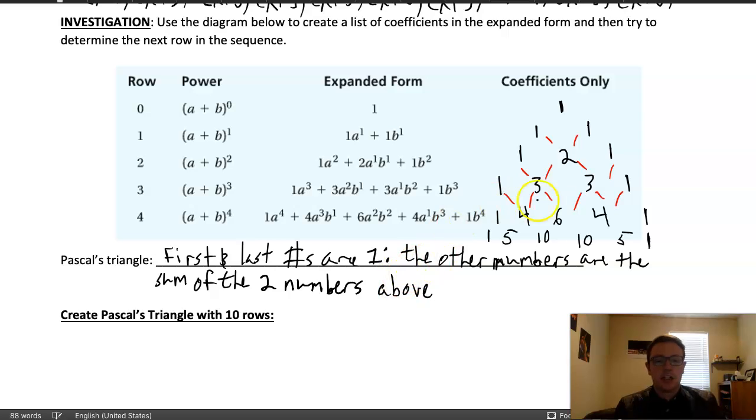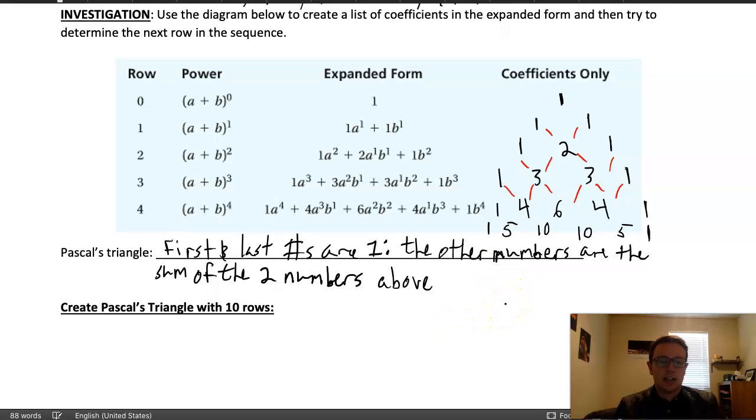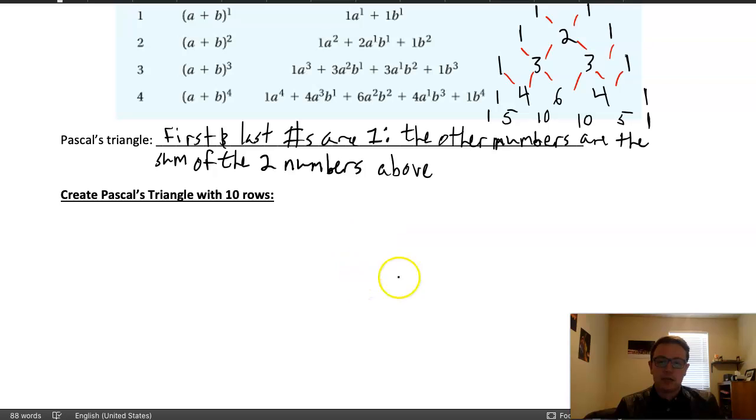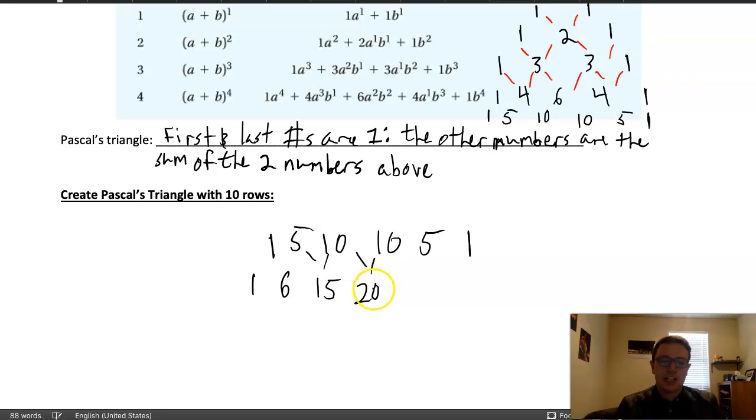So using that information, what would the next row be? Go ahead and try to figure out what the coefficients for that next row would be. Let's go ahead and take our triangle. We'll just take that last row so we can write it out here: 1, 5, 10, 10, 5, and 1. The next row would be 1. We'd have 6 from 1 and 5. We'd have 15. We'd have 20. And we'd have 15, 6, and 1.